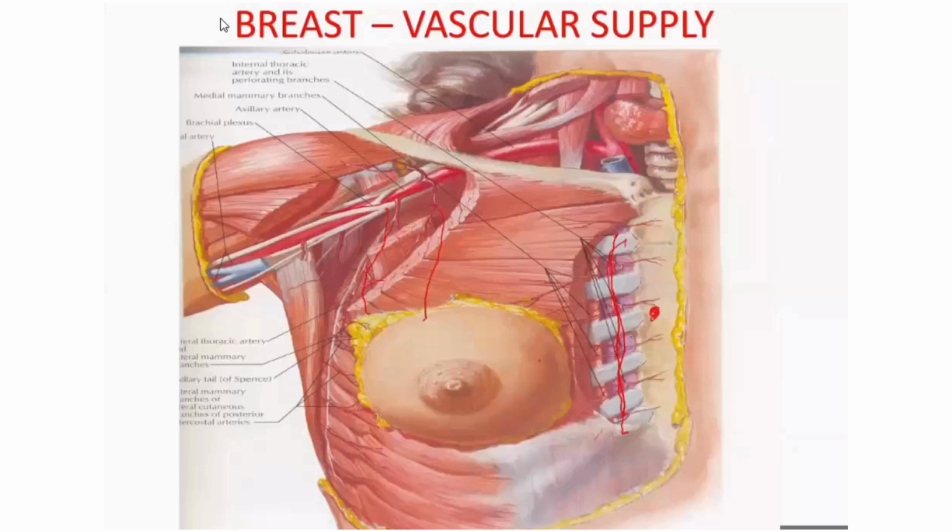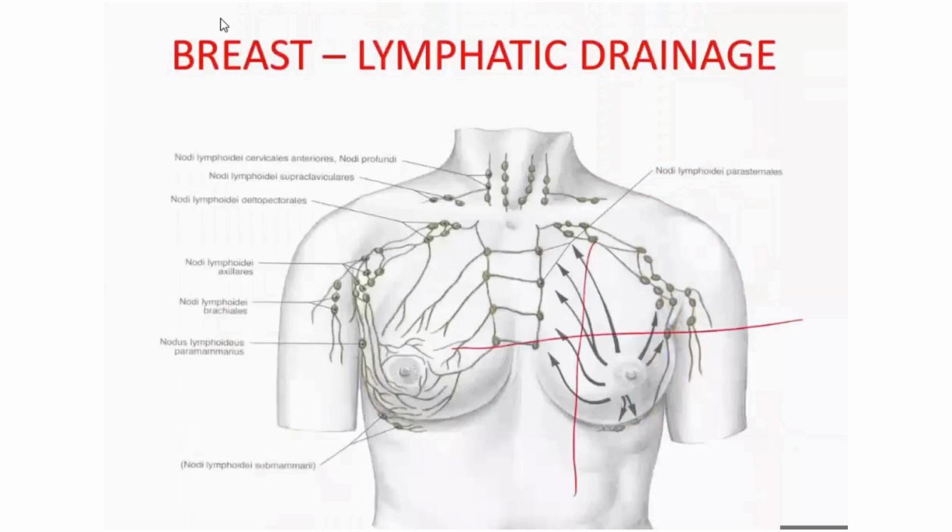Lymphatic drainage is very important. Is it clear? You can divide the breast into four quadrants: upper lateral, upper medial, lower medial, lower lateral. And the lymph nodes are. What is this bone? Clavicle. So this area, the upper medial part, will go to the infraclavicular group of lymph nodes. Clear? Lymph nodes, not lymph vessels. We'll come to the lymph vessels later.